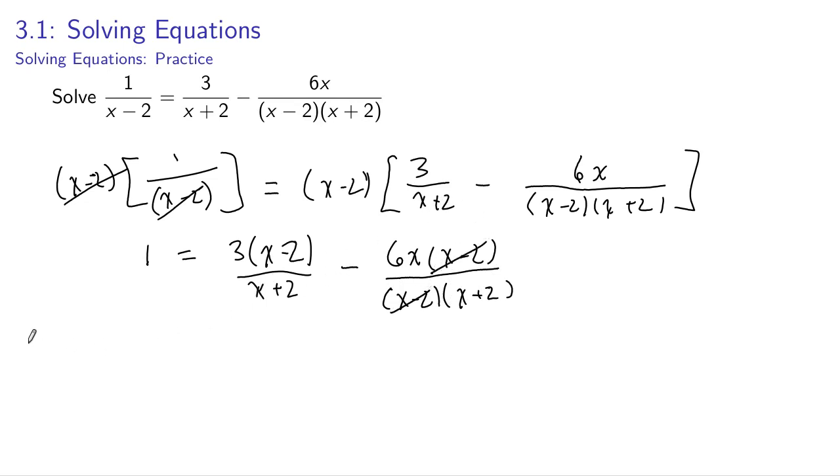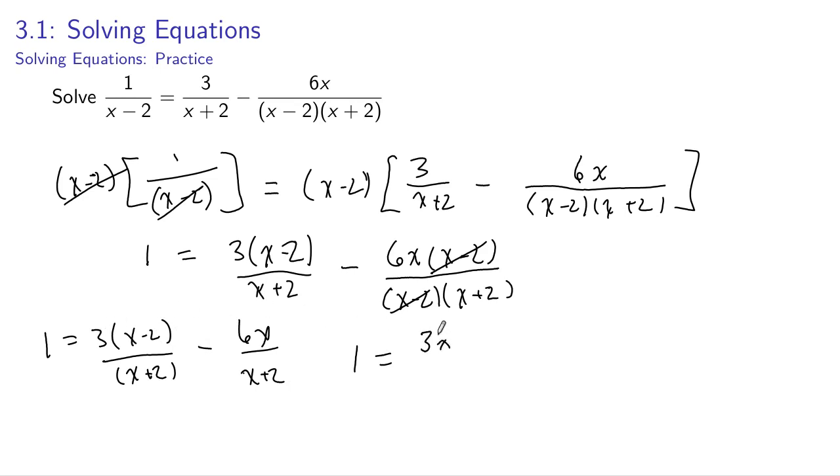So we're left with 1 equals 3x minus 2 over x plus 2 minus 6x over x plus 2. And now we have the same denominator. We can just subtract the numerators. 1 equals, and we can distribute the 3 in. So let's go ahead and do the distributing of the 3. We have 3x minus 6, and then we have minus 6x over x plus 2.